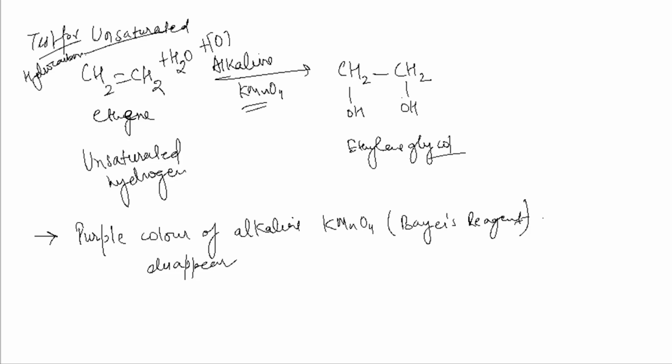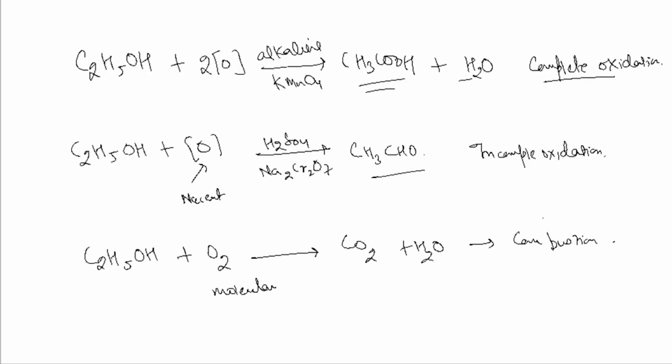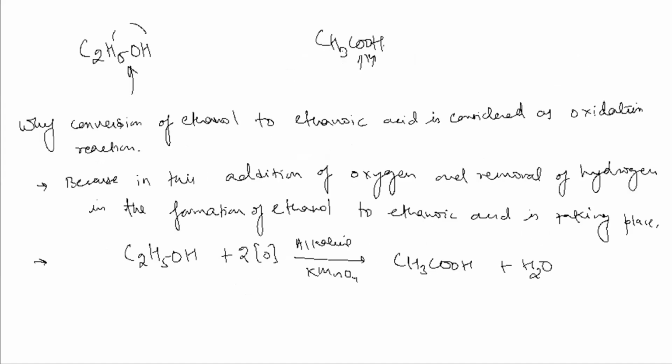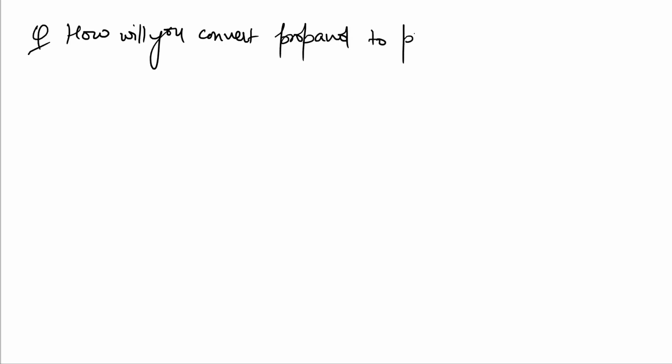Yes, sir. Okay. So if we have ethanol and alkaline KMnO4, then it can be used to convert it to ethanoic acid. So the question comes, how will you convert propanol to propanoic acid?